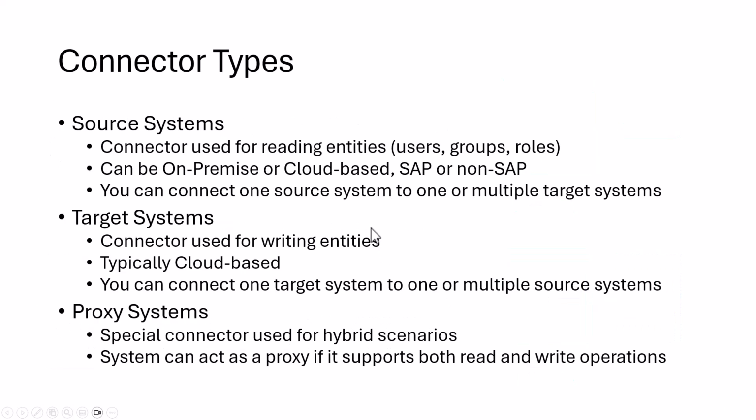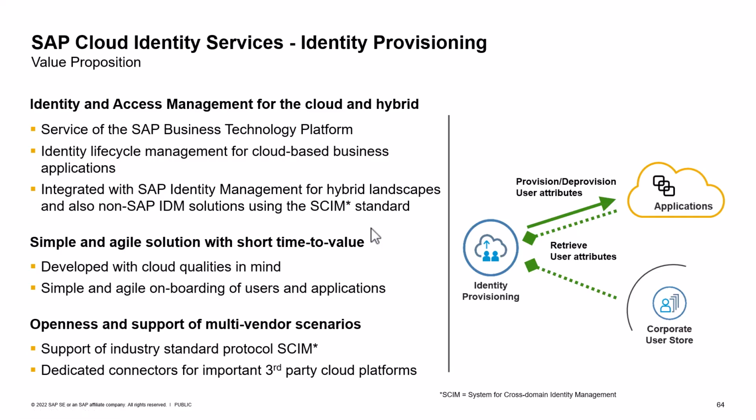Okay, so this is the same slide as before. SCIM is the protocol the Identity Provisioning Service uses to move the user identities between the source system and the target system. So some of the value proposition for identity provisioning: it has dedicated connectors to third-party cloud platforms. It has a dedicated connector to SuccessFactors, a dedicated connector to Ariba, Concur, and so on. And it also supports the industry standard SCIM.